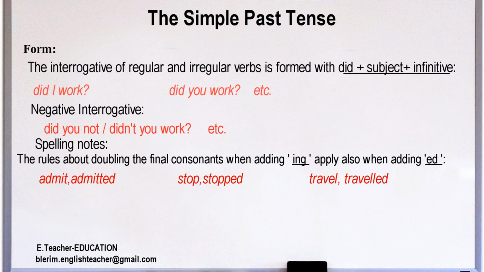The next verb, the base form of the verb is stop, with the consonant p. When we use the past simple we use ed normally, but we use here a double consonant, double p. Travel again ends with l as a consonant, and when we use the past simple we use a double consonant, double l.